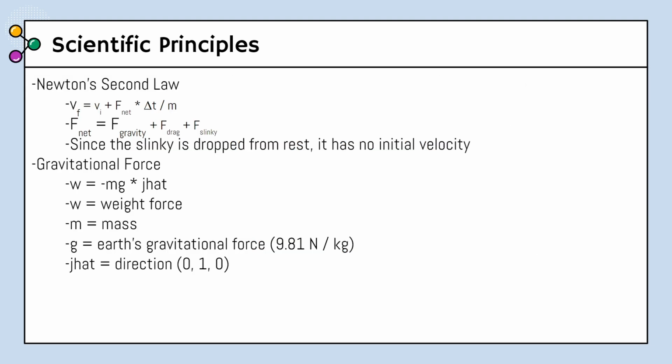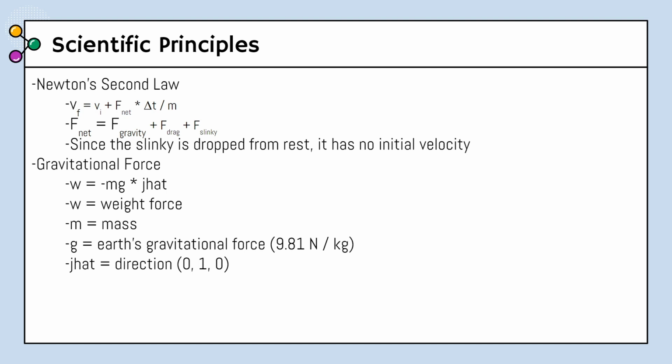With Newton's second law, we know that our velocity update formula, or our v final, is equal to our v initial plus F net times change in t divided by m. We also know that our net force is equal to all the forces combined in our surroundings, which is the force of gravity, the force of drag, and the force that the top slinky has on the bottom. Since the slinky is dropped from rest, it has no initial velocity.